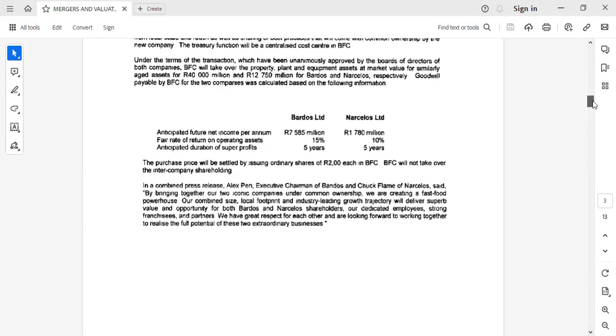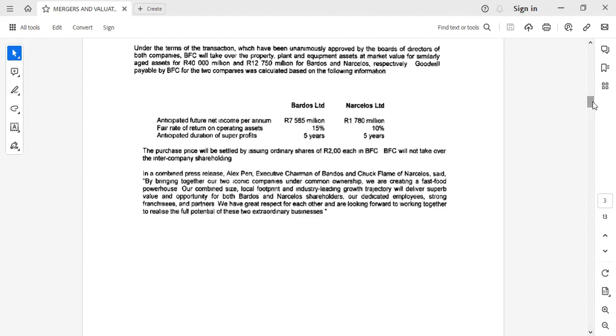Right, then the purchase price will be settled by issuing ordinary shares of R2 each in BFC. BFC will not take over the intercompany shareholding. Right, when they say intercompany shareholding, that means Bados holds shares in Naselos and Naselos holds shares in Bados.